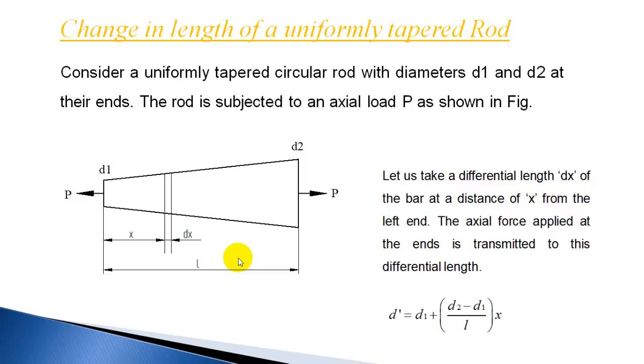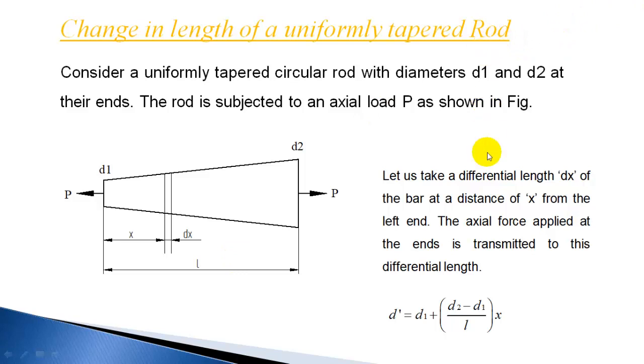Whereas if at the end of 1 centimeter the diameter increases by 1 mm, at the end of 2 centimeter the diameter increases by 2 mm, and at the end of 3 centimeter the diameter goes up by 5 mm, that is not a uniform variation. So uniform variation means that for every unit length, the increase should be the same. That can be considered a uniformly tapered bar.